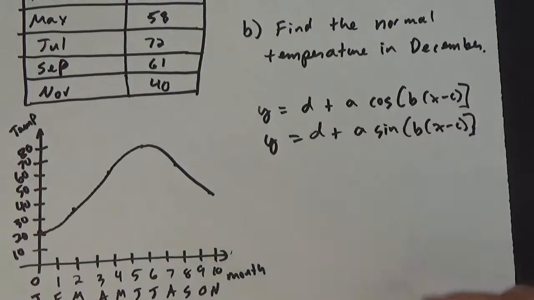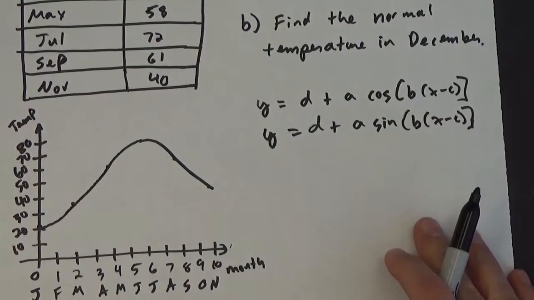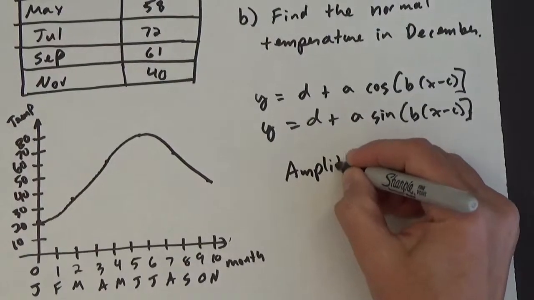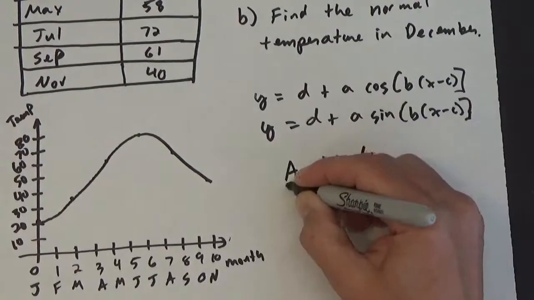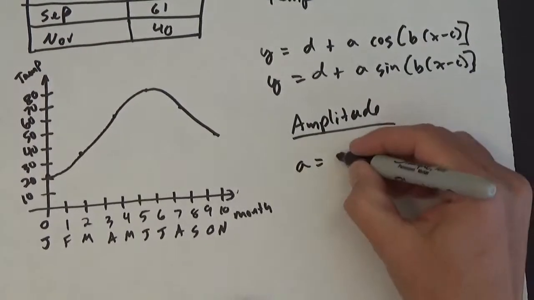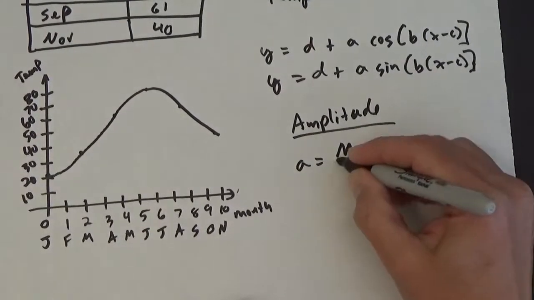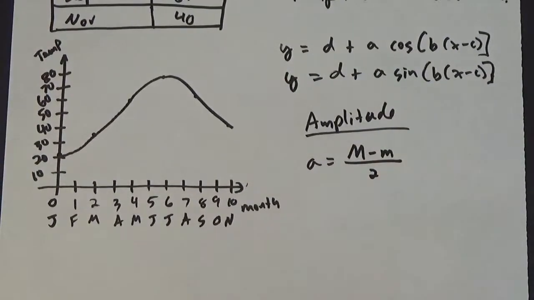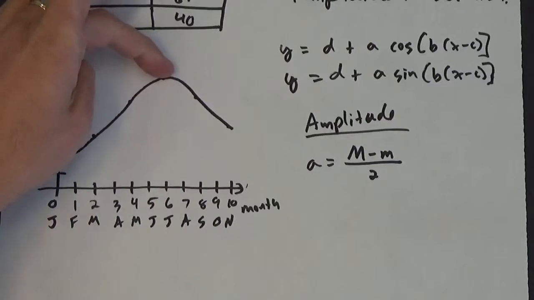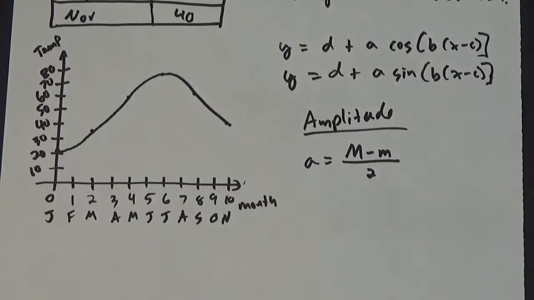So let's go ahead and get the other parts of this. The first two are pretty easy. The first is amplitude. That's our A. And amplitude is simply capital M minus little m over 2. It might have been a while back, but capital M is our max value, our little m is our minimum value. So you subtract those two and you divide by 2.